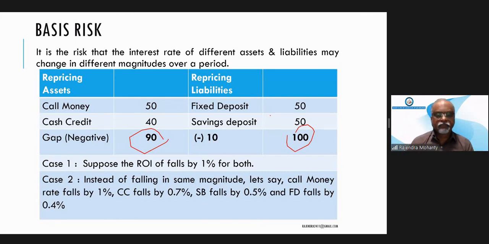NII increases, sir. NII increases because our rate sensitive liabilities are more. So NII will increase. Okay. Now do the second thing.